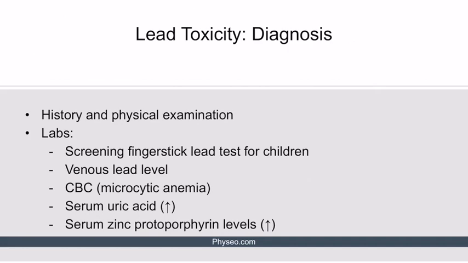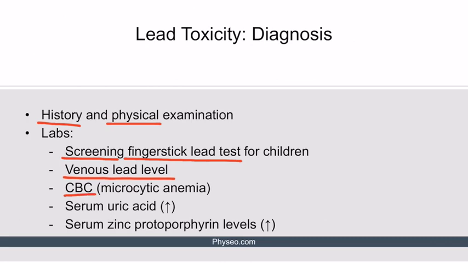The diagnosis of lead toxicity begins with a careful history and physical exam looking for likely sources of lead exposure, as well as signs or symptoms of lead poisoning. In children, laboratory evaluation should start with a screening fingerstick lead test, which, if elevated, should be confirmed with a venous lead level. In adults, a clinician should obtain a venous lead level directly, and that can actually be elevated in cases of lead toxicity, which is fairly intuitive. But the idea here is that in adults, you're actually skipping that fingerstick test and going straight to the venous.